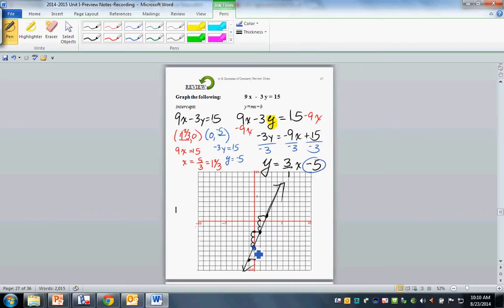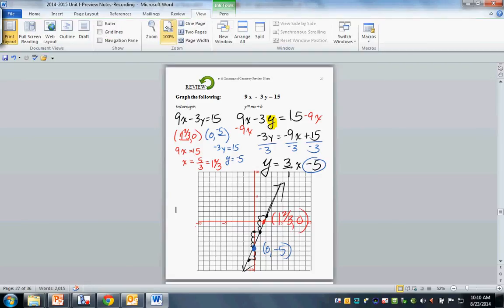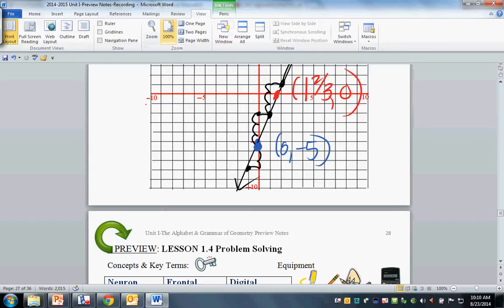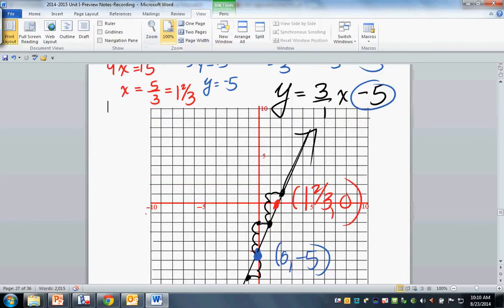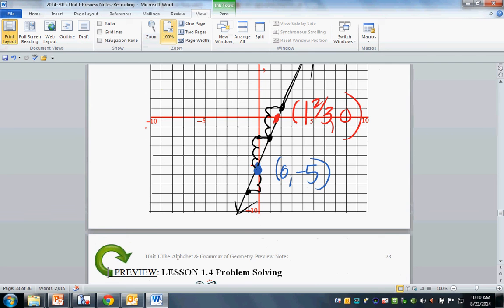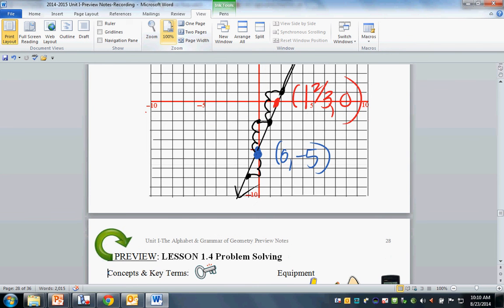Now, just check the intercepts. One of my intercepts is going to be 0, negative 5. That's my y-intercept. My x-intercept is 1 2/3, so 1 and a little bit over, 2/3, 1 2/3, and 0. Let me bring this close so it's easy to see. So there's your intercepts, and there's your line.